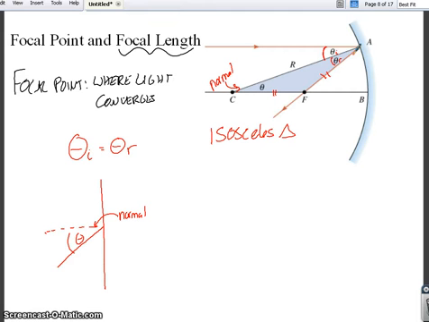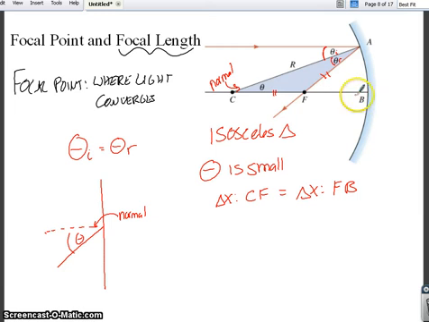And what we know from experience is that if the angle is small, it doesn't work for large angles, but if the angle is small, the displacement from C to F is equal to the displacement from F to B. So from F to B, this is the same distance as from C to F. Okay? So what does that really mean? That means F is at the midpoint from C to B. F is at the midpoint.